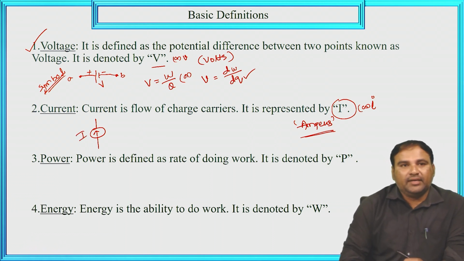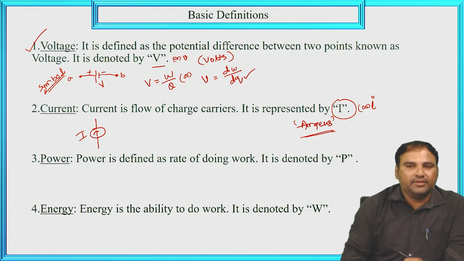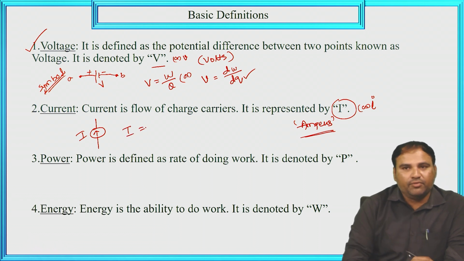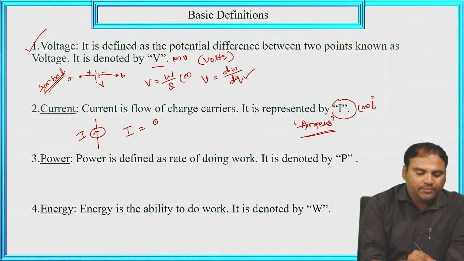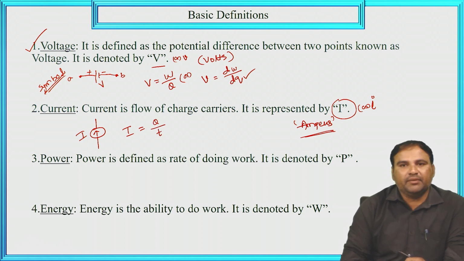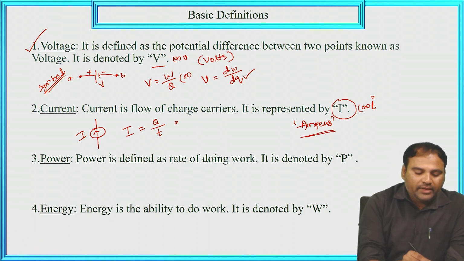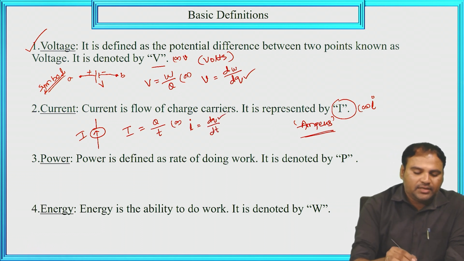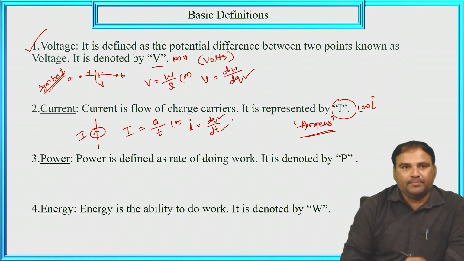Now we have the current equation. As per the definition, it is the rate of flow of electrons or rate of flow of charge. Charge indicates the Q and the rate of flow indicates the time. That is I equal to Q divided by T, or we can also write small i equal to dQ divided by dt. Here dQ means change in charge and dt is change in time. Here is the current.